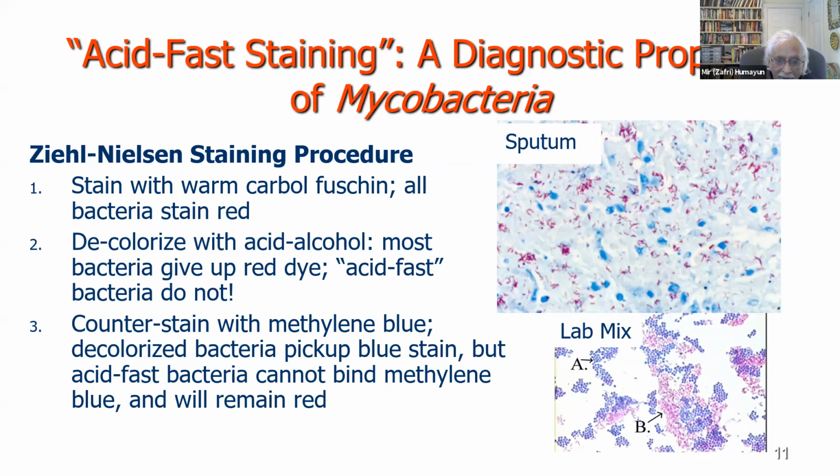It remains pink. However, to visualize it more effectively, in the next step, you counter stain with another dye, a blue dye called methylene blue. When you counter stain with methylene blue, all those cells, bacterial or otherwise, that became colorless will take up methylene blue and become stained dark blue, thereby contrasting with the pink acid fast Mycobacterium tuberculosis cells.